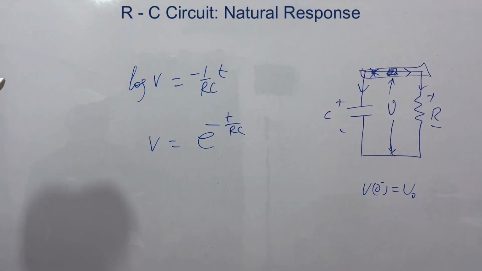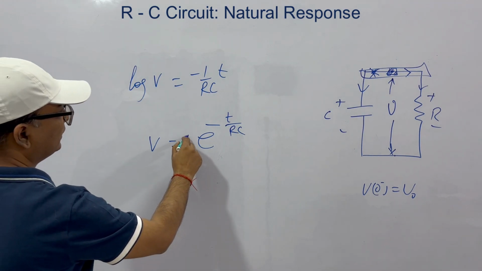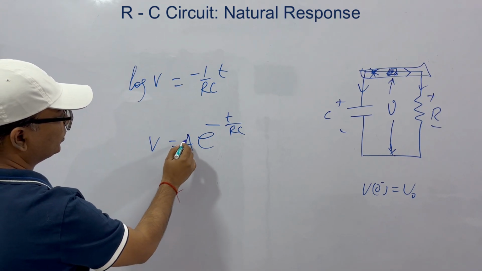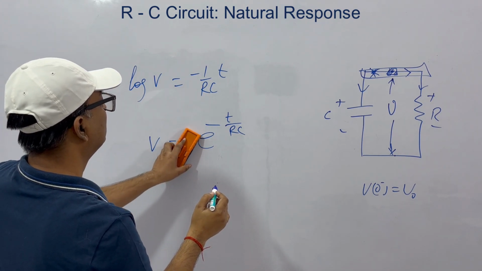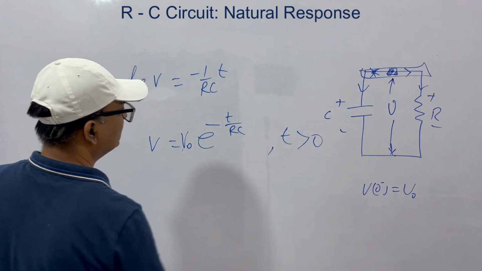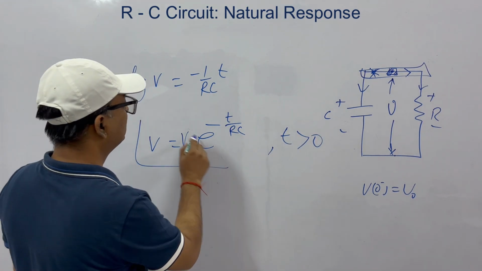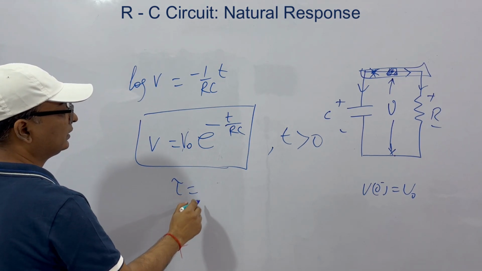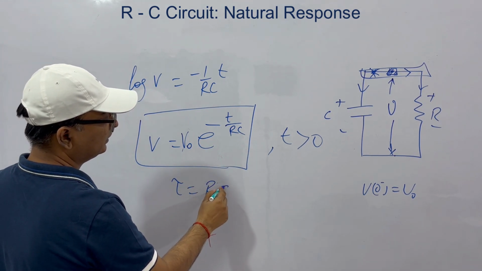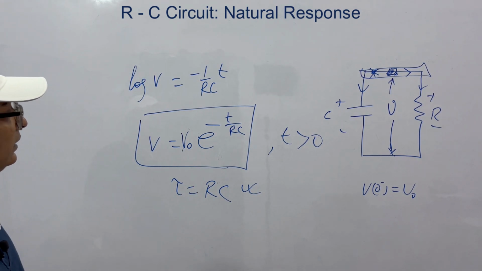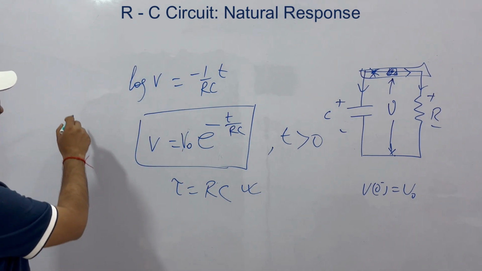Okay, and you will have a constant. Again you put t equal to 0, that will be equal to V0. So finally, this is V0 for t equal to 0. So this is the equation for this. What is the time constant here? RC. There it was L by R, here it is RC. The expression is the same, so you'll have the same behavior.